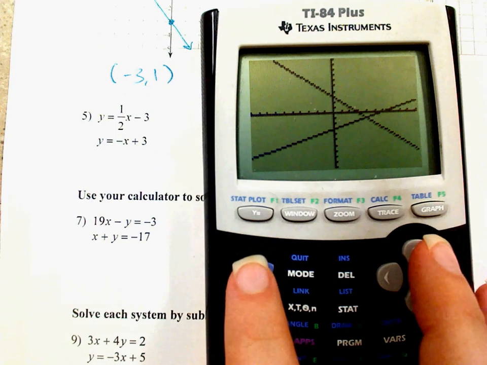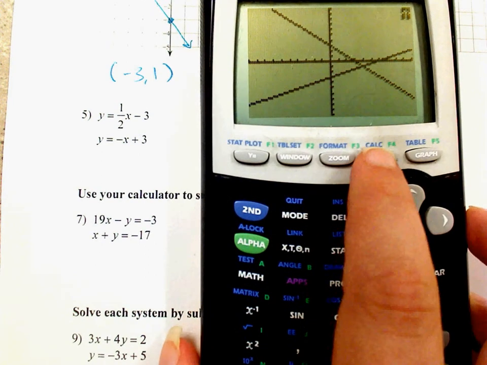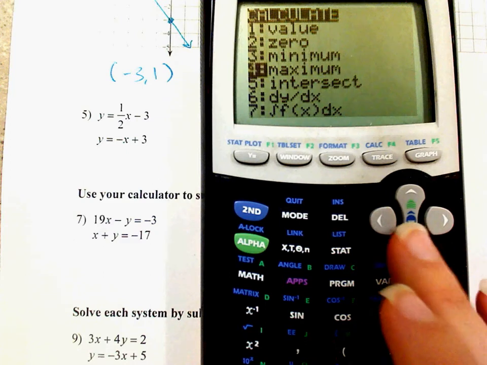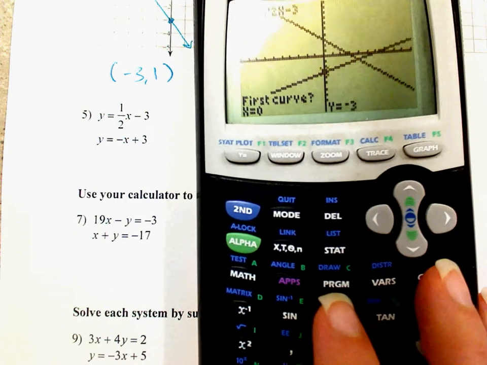Second, I want to calculate the intersection, right? So second trace, or second calc. Number 5, I press enter. Now it says first curve. Am I on one of the lines? The little blinky dude?